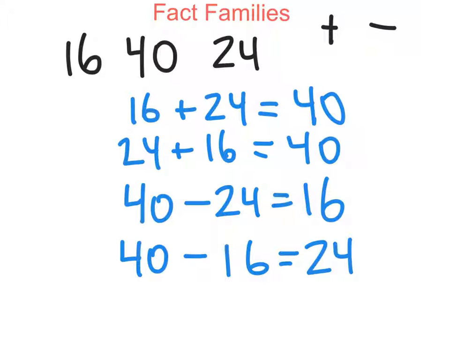So in each instance of fact families, you use the same 3 numbers, but you can write the facts four ways. 2 addition and 2 subtraction. That's called fact families.